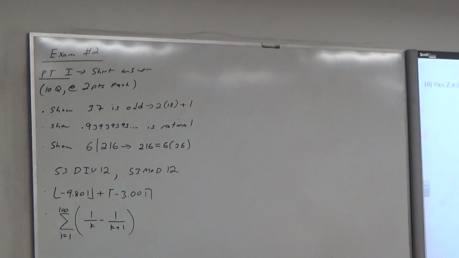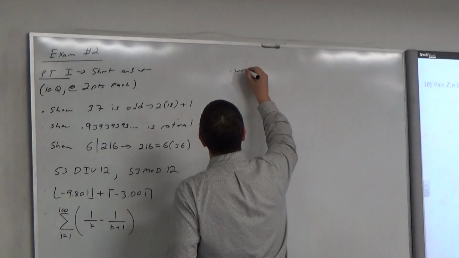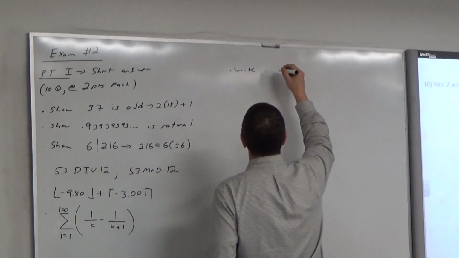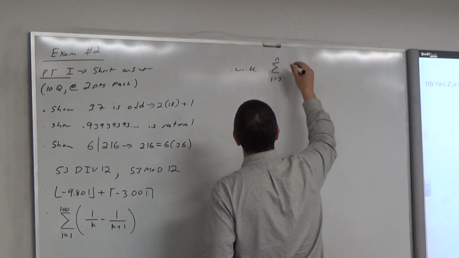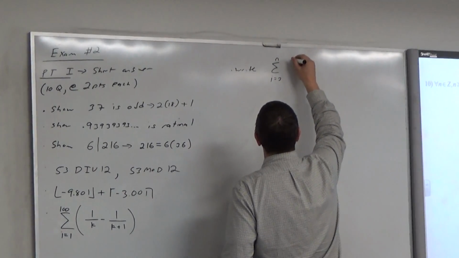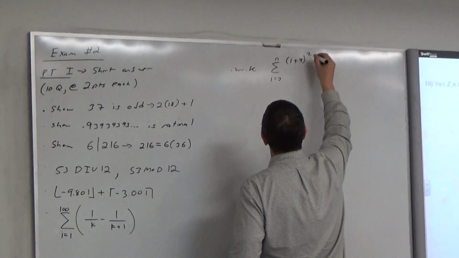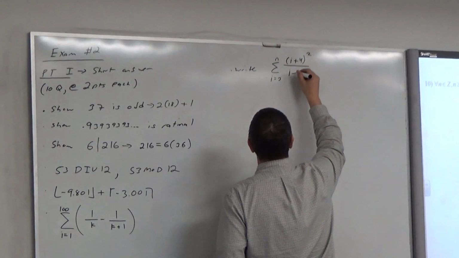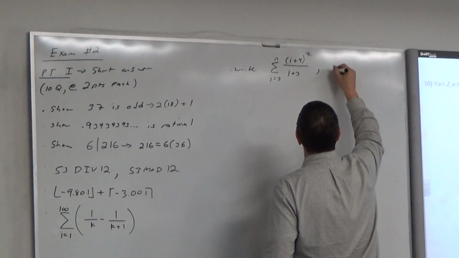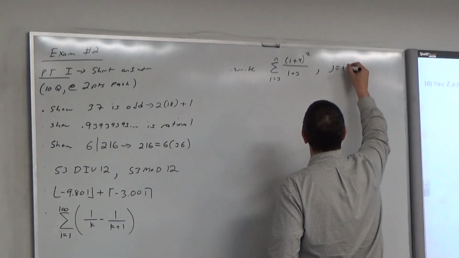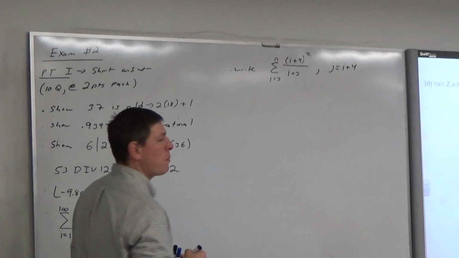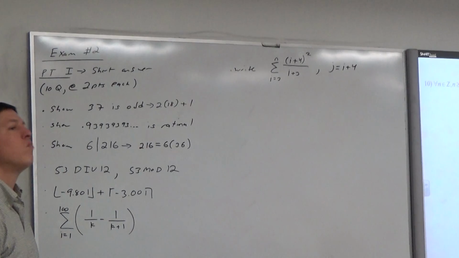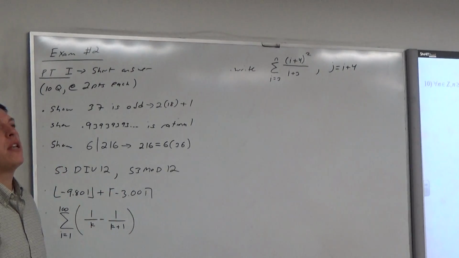Okay. If I ask you guys to do a change of variable, maybe I'd ask you to write something like the series from i equals 3 to n of (i plus 4) squared over i plus 3, using the change of variable where j equals i plus 4. I have a question about this. When you have an n in the equation, do you change the n at all? No, the n is completely independent of anything else.